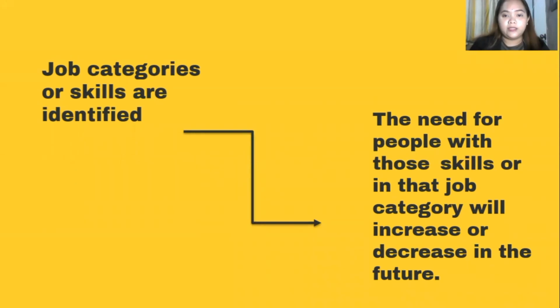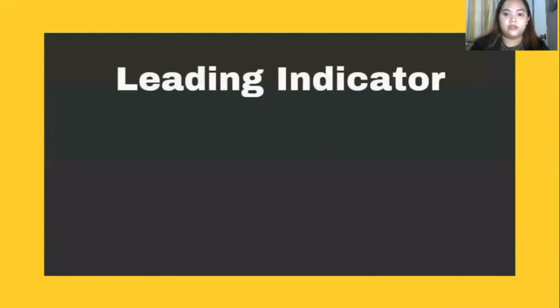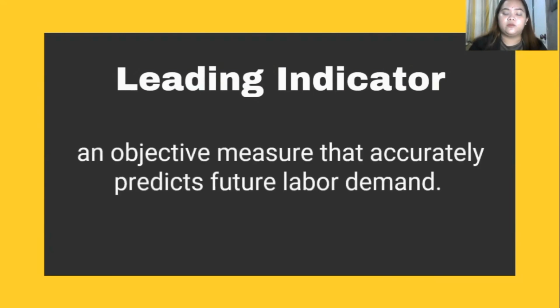So another thing that we need to consider is the leading indicator. So what is a leading indicator? It is an objective measure that accurately predicts future labor demand. So a leading indicator is a factor that will give you an idea of what will happen in the future.